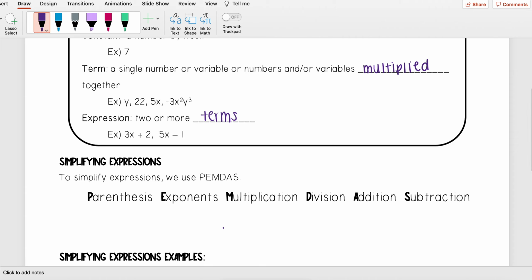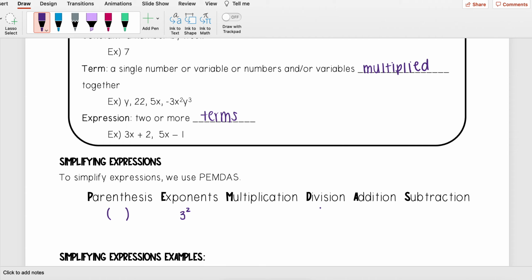And for simplifying expressions, something you should have learned about before is that we use something called PEMDAS, and that tells us what order we're going to do all of our operations. So the P there stands for parentheses, so we're always going to do what's inside of the parentheses first, if we can simplify it further. E stands for exponents, so for example, if I had 3 squared, that 2 is my exponent, and so I would actually multiply that out.